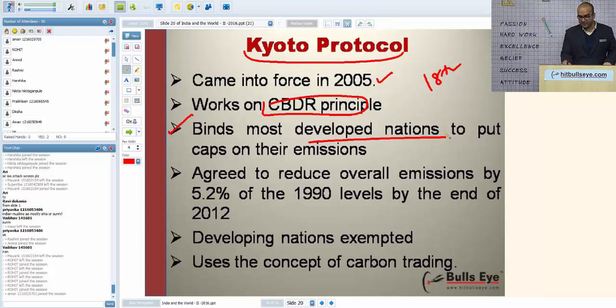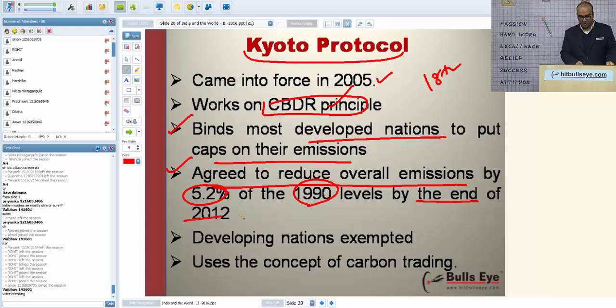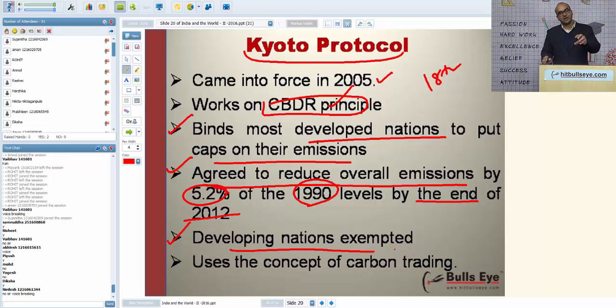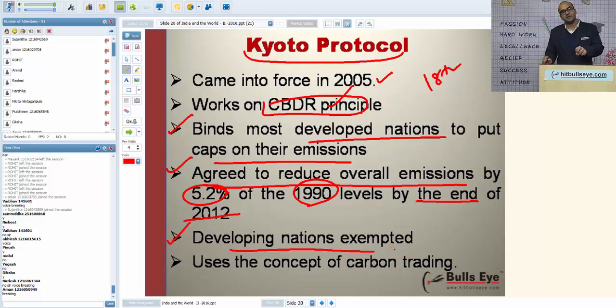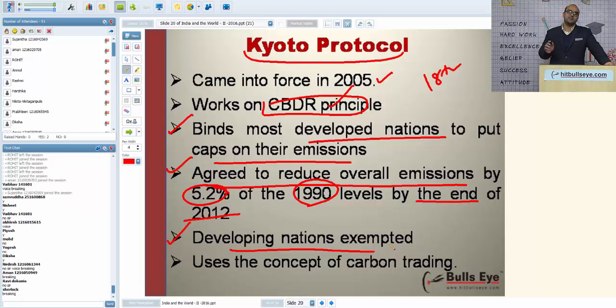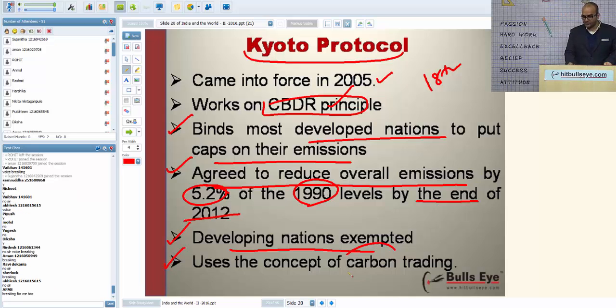So there was a cap kept on greenhouse gas emissions, and this cap was applicable only on the developed nations according to the CBDR principle. This was the agreement: they agreed to reduce overall emissions by 5.2% of the 1990 levels by the end of 2012. So developed countries were restricted, but developing nations were exempted. That is, there was no limit on them. Also, they introduced the concept of carbon trading in the Kyoto Protocol.